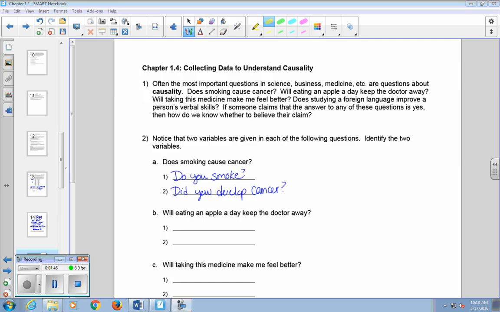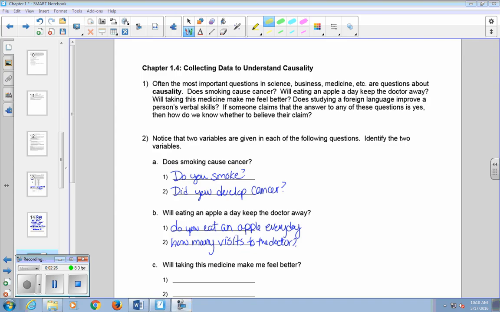Will eating an apple a day keep the doctor away? So, do you eat an apple every day? And how many visits to the doctor? The way the variable is phrased will tell us what type of variable we have.